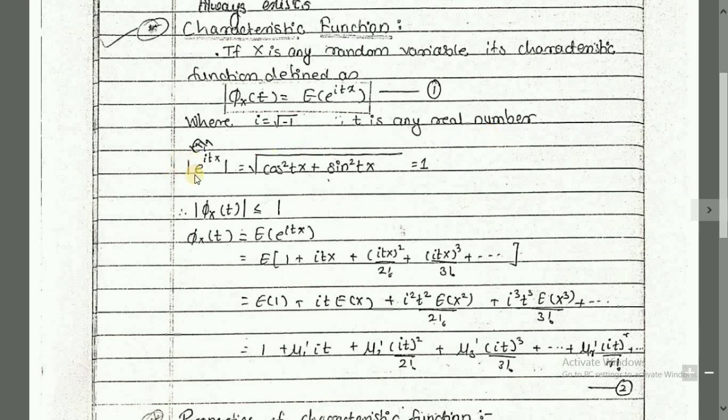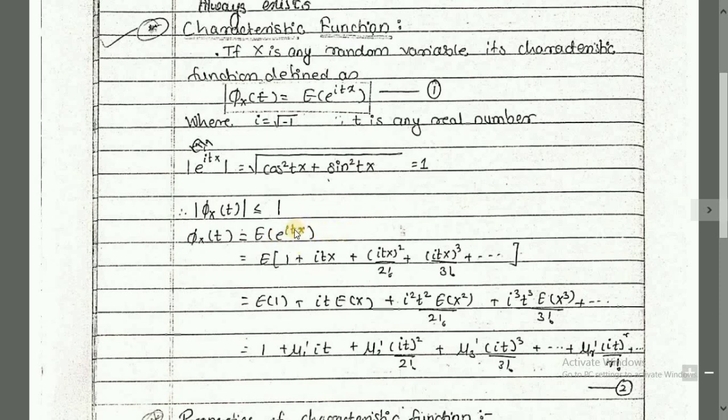such that mod of e raised to i t X is equal to root of cos square tX plus sin square tX, which is 1. Therefore mod of phi X of t is less than or equal to 1, and phi X of t is equal to expected value of e raised to i t X. This is the characteristic function.